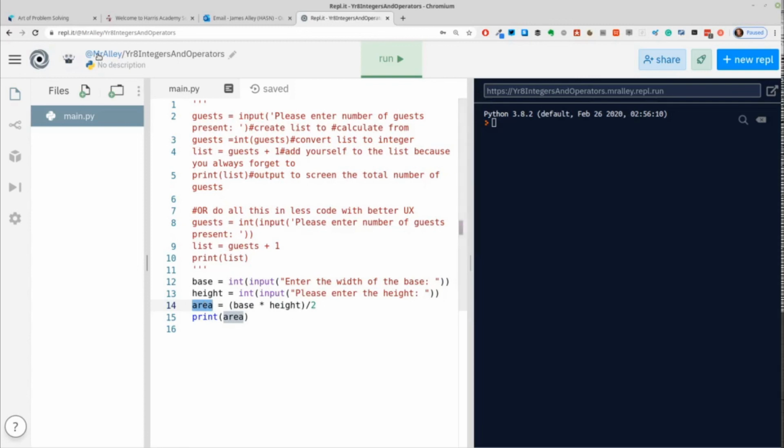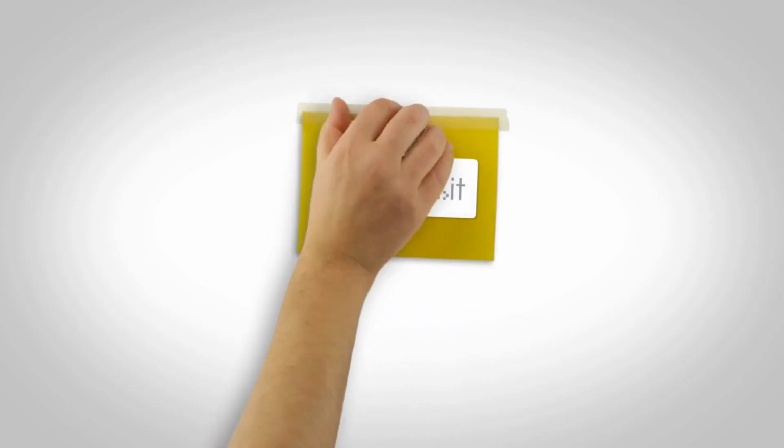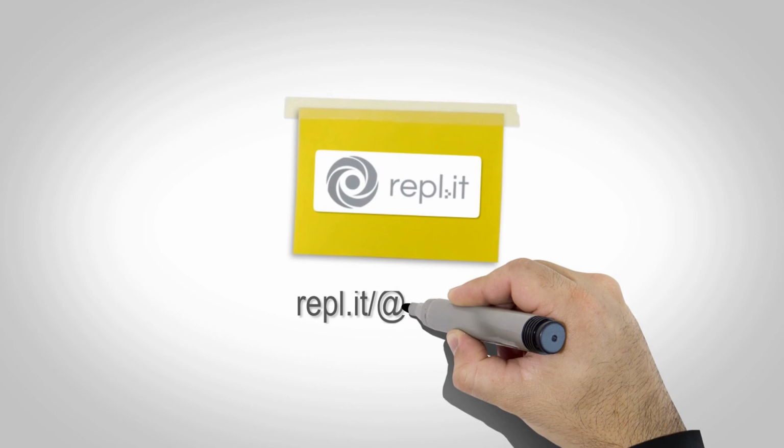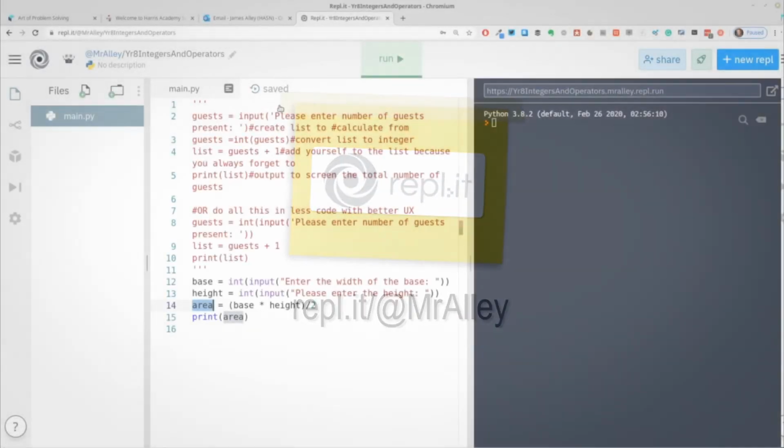Share that with me at Mr. Alley on REPL-IT. Look at the screen there. It gives you the address, and share that with me.